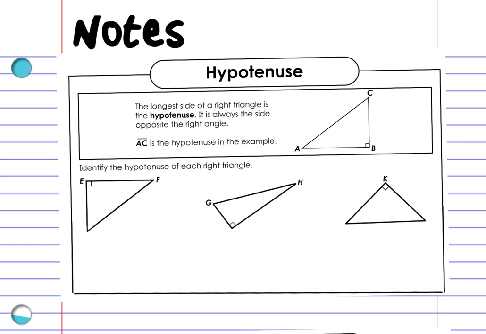The longest side of the right triangle is the hypotenuse. It is always the side opposite the right angle. That is the information that I've been telling you, and now you can see it written here: always the side opposite the right angle.